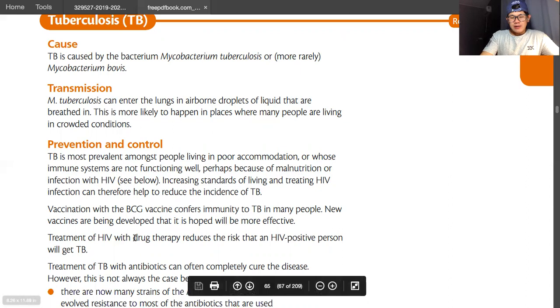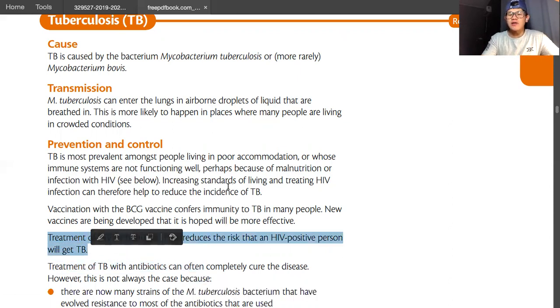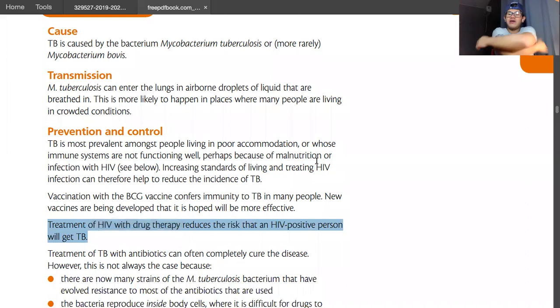Treatment. Here. Treatment of HIV with drug therapy reduces the risk that an HIV person will get TB as well. So another way, kalau if you have HIV, that means your immune system will be so much weakened. If your immune system is weakened, that means you are more likely to get infected with every type of pathogen, including TB as well, right?